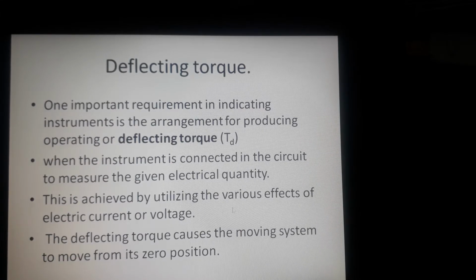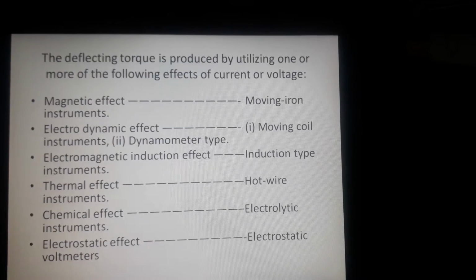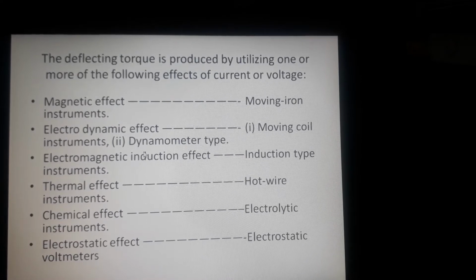This is achieved by utilizing the various effects of electrical current or voltage. The effects that happen will be shown in the deflection. The deflecting torque causes the moving system to move from its zeroth position. From the zeroth position, the deflection will be made. So these are the methods by which the deflection will be made.